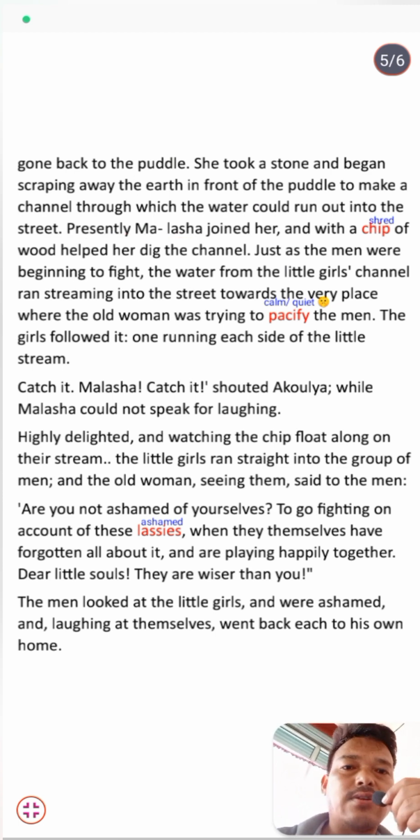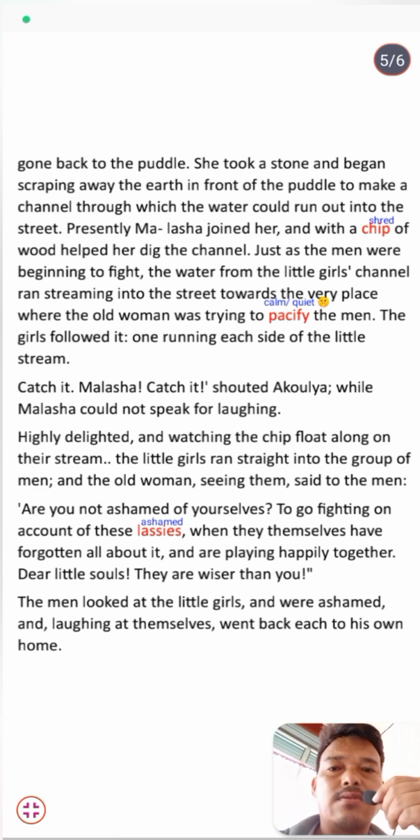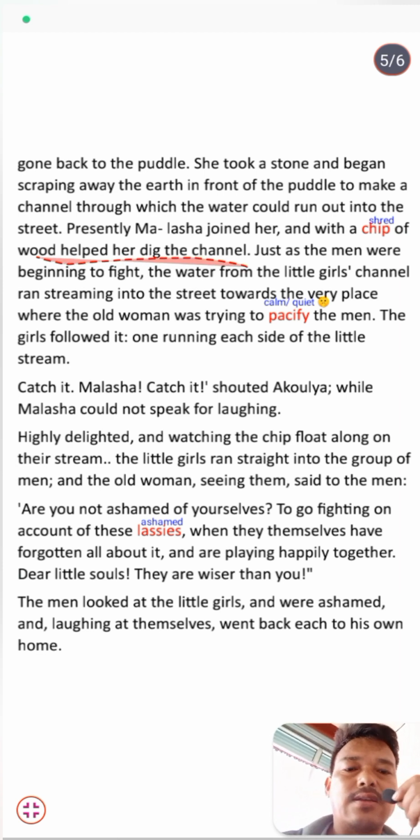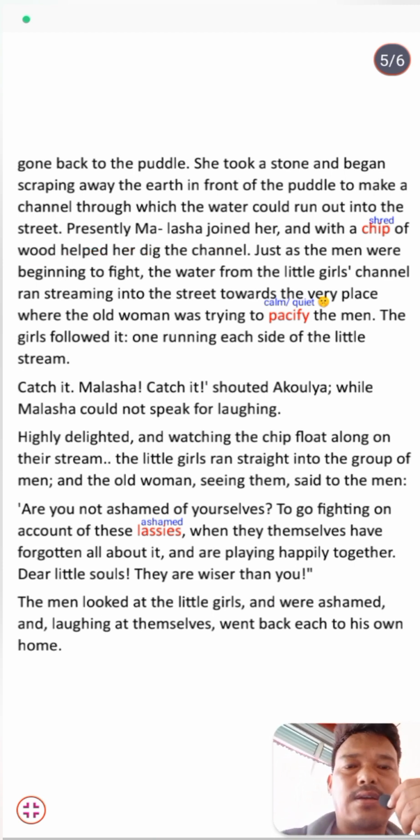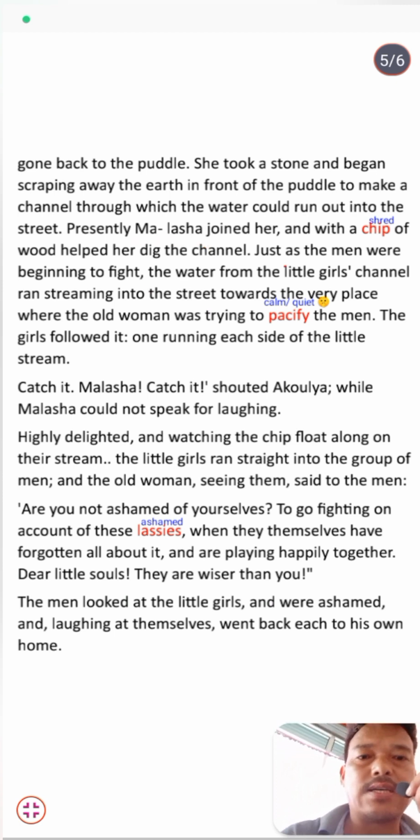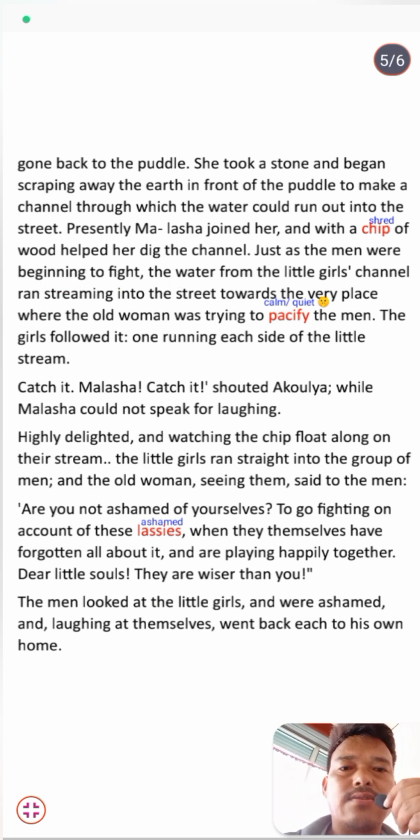Presently, Malasha joined her, and with a chip of wood, a piece of wood from the street, she helped her dig the channel. Both of them were working to make a passage. And just as the men were beginning to fight, the water from the little girl's channel ran streaming into the street towards the very place where the old woman was trying to pacify the men.